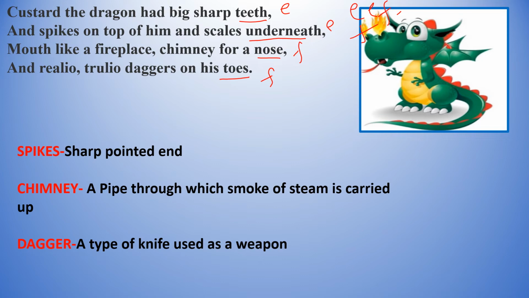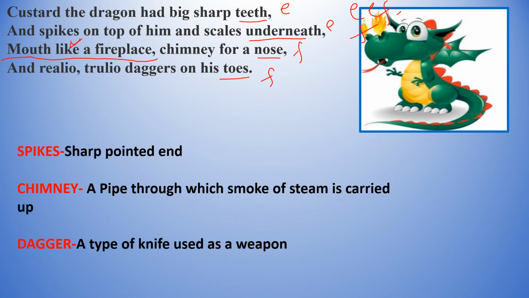Now let us quickly discuss the poetic devices used in the third stanza. In the third stanza, again, simile is used. Come to the third line, "mouth like a fireplace." Here, dear children, the mouth of the dragon is compared with a fireplace by using the word like. So this is the example of simile.